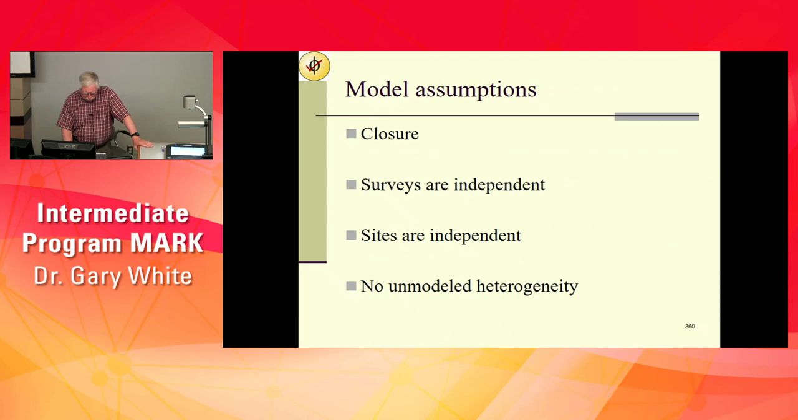Okay, model assumptions, these are the key ones. Closure, surveys are independent, sites are independent, and no unmodeled heterogeneity. What do we mean by that? That's the same old thing: that your P is constant, that every site has exactly the same probability P, or else we have covariates to model it. It's the idea that you've got this parameter homogeneity. Obviously, with occupancy data, that's going to be a biggie that we're going to spend some time talking about how to avoid or how to get around.